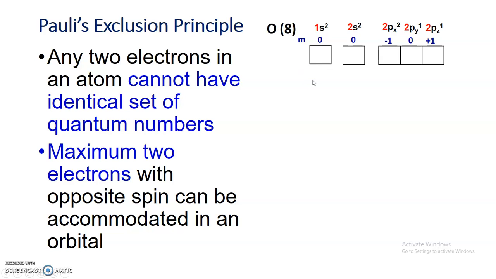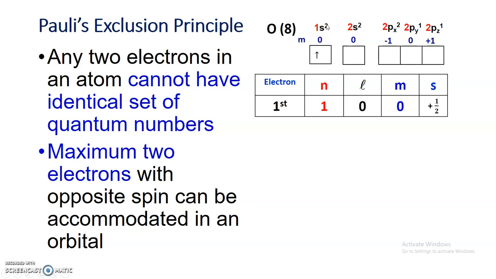Now out of 8 electrons, consider the first electron, which is accommodated in the 1s orbital, because the 1s orbital has the lowest energy according to the Aufbau principle. For the first electron, the set of quantum numbers is: n is 1, the principal quantum number. The value of l is 0 because this electron is added in the s subshell. The value of m is also 0, and the value of s is +½.